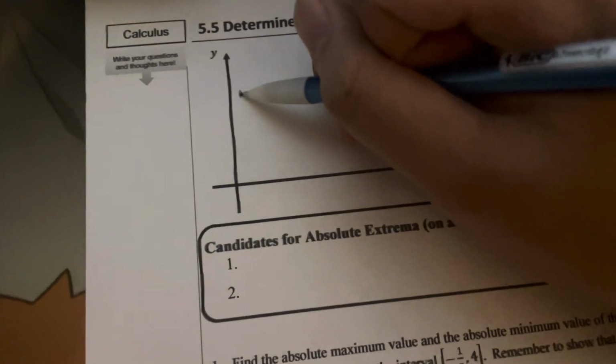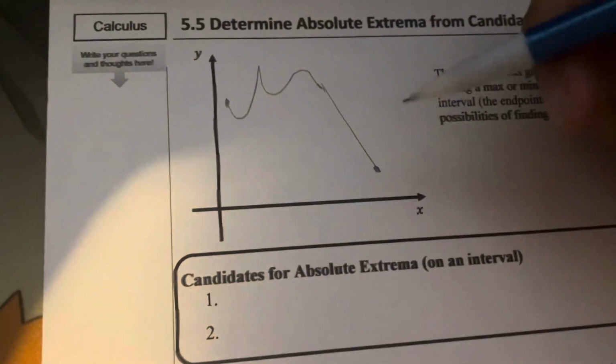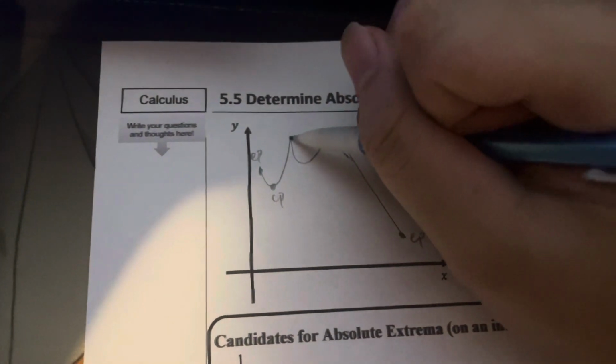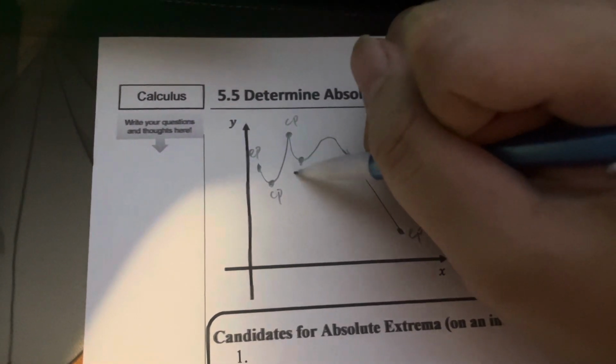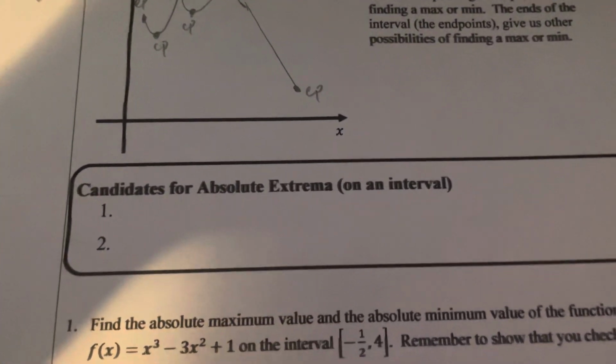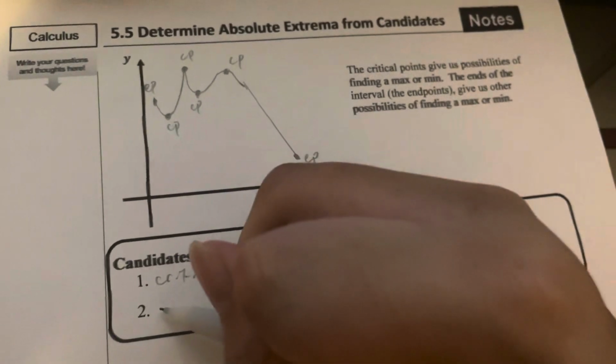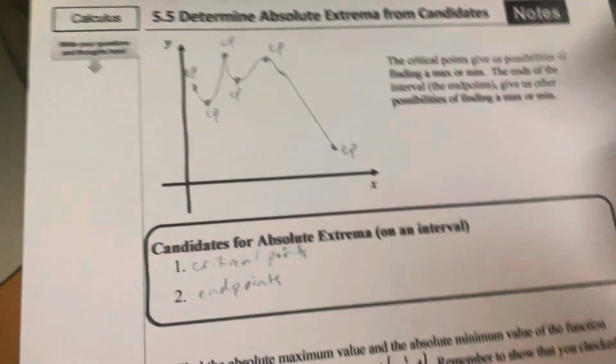So I'm going to draw a graph of a function. I'm just going to make something up. Let's do that. So these are endpoints. I'm going to label them EP for endpoints. And then critical points are like, this would be a critical point, this would be a critical point, this would be a critical point, and this would be a critical point. Candidates for absolute extrema on an interval are 1, the critical points, or the endpoints. So that's why I just labeled them.